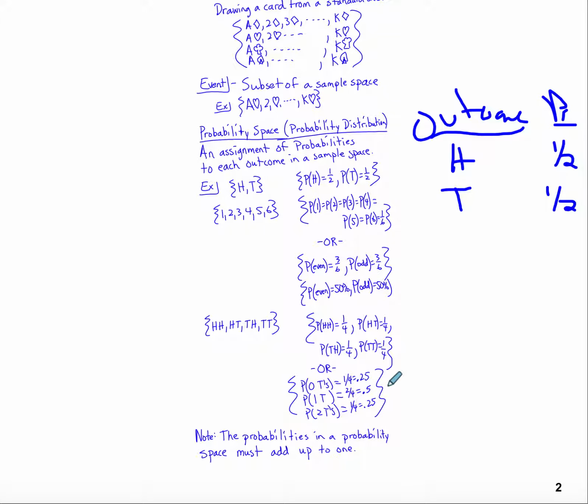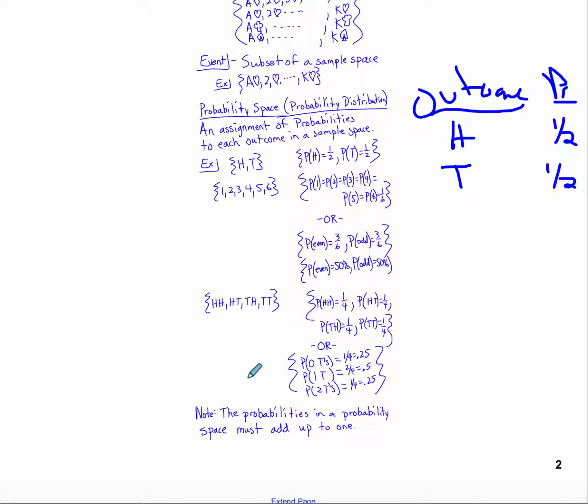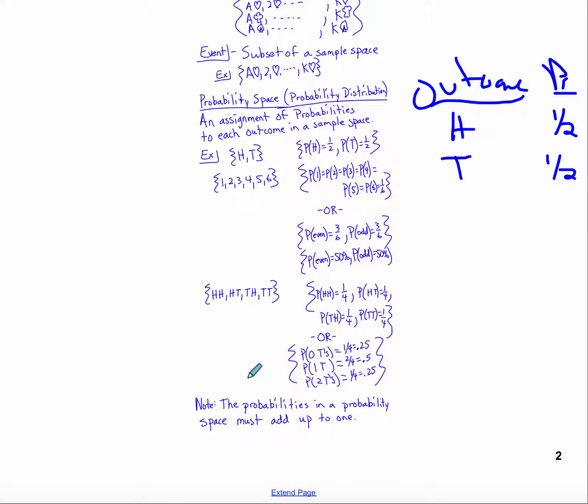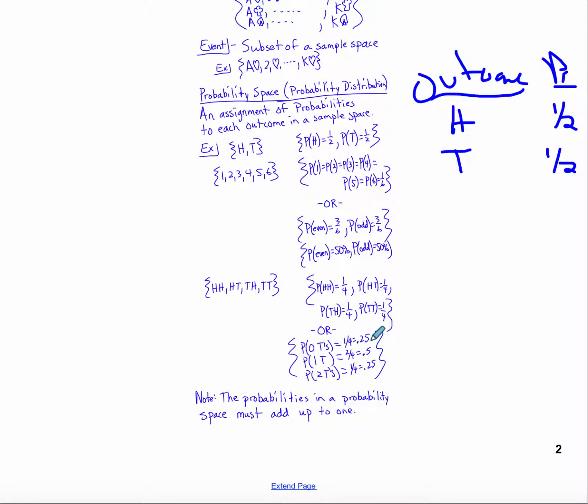And again, you can make them into decimals or you can leave them as fractions. One thing to notice is in all of these examples, if I add these up, I'll get 1. If I add up the 3/6 and 3/6, I'd get 1. If I add up all the 1/6 here, I'd get 1. If I add up these 1/4 plus 2/4 plus 1/4, I always get 1. So the probabilities in a probability space must always add up to 1.